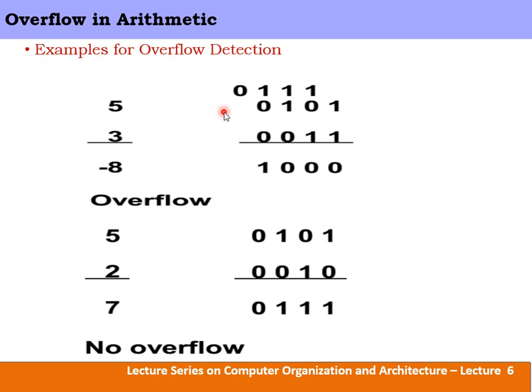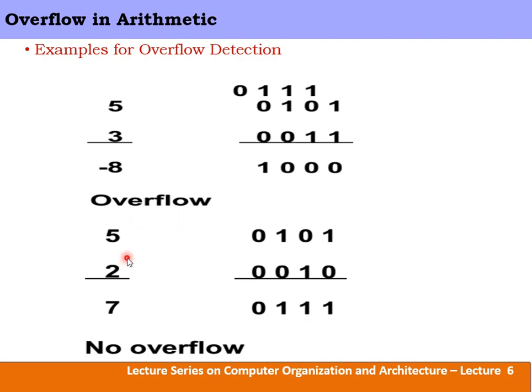So how can the overflow detection be done? One is that both the numbers must have the same sign. And one more method is whenever carry is generated into the MSB position and no carry is generated from the MSB position. So here carry is generated into the MSB position and no carry is generated out from the MSB position. Thus we say that overflow is going to occur.